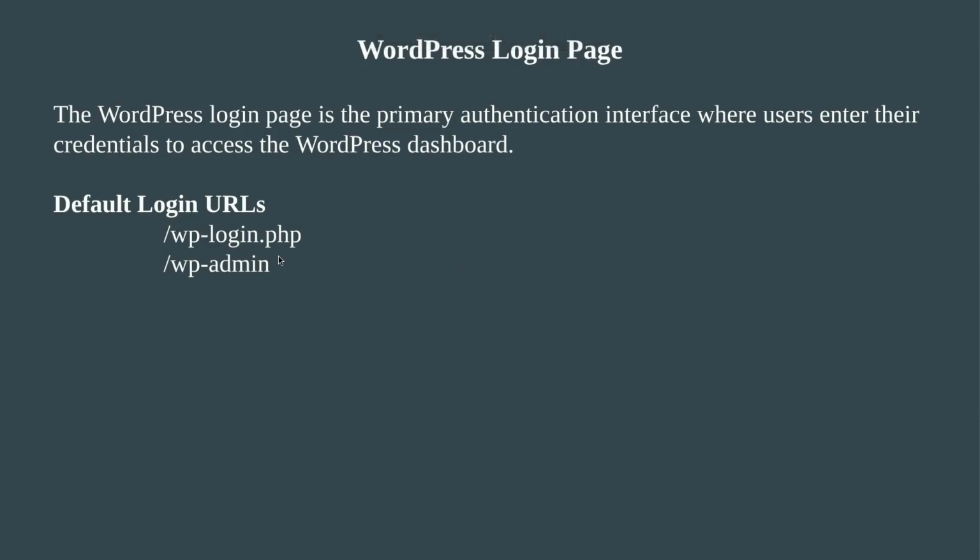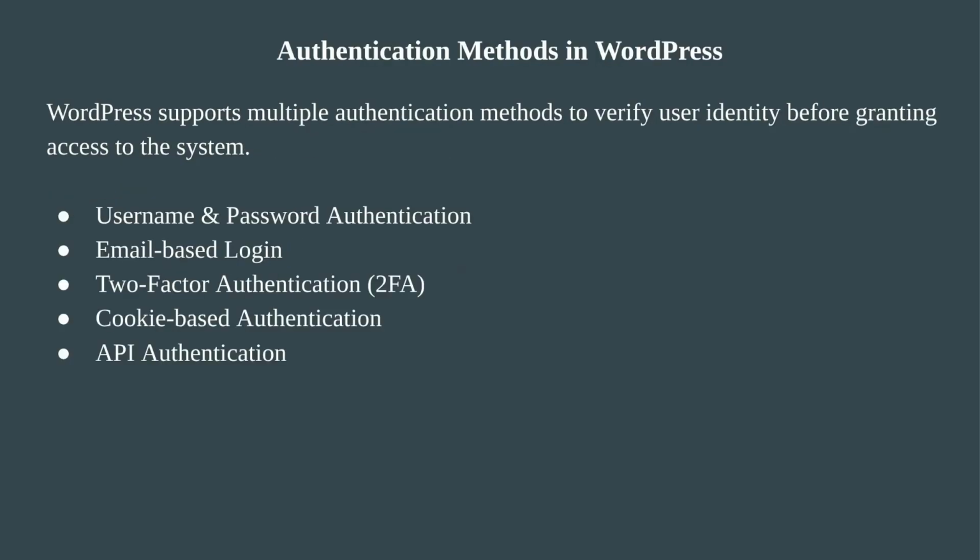Next, the WordPress login page. The WordPress login page is the main entry point where users authenticate themselves. By default, the WordPress login page is located at wp-login.php or wp-admin. When we visit these, we see the login page, and we enter a username and a password to go inside the WordPress dashboard.